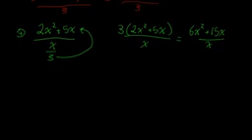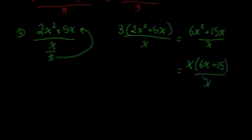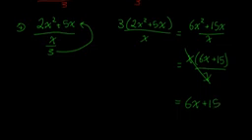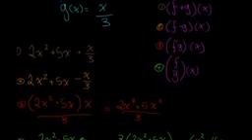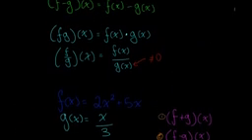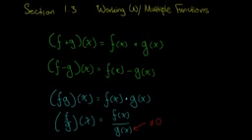And you could simplify this even further. You could factor out an x, right? The x's cancel, and finally you're left with 6x plus 15. That was the biggest one we've done here, and this is just working with functions: simple multiplication, division, adding and subtracting. All right.